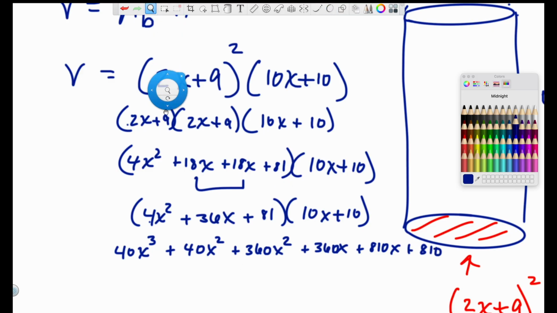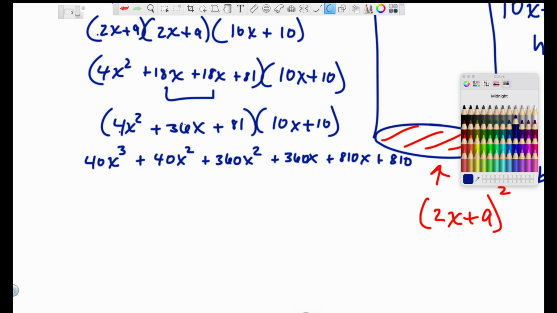And now we add our like terms together, and we have only one cube term. I've got 2 square terms right here. 40 plus 360 is 400.